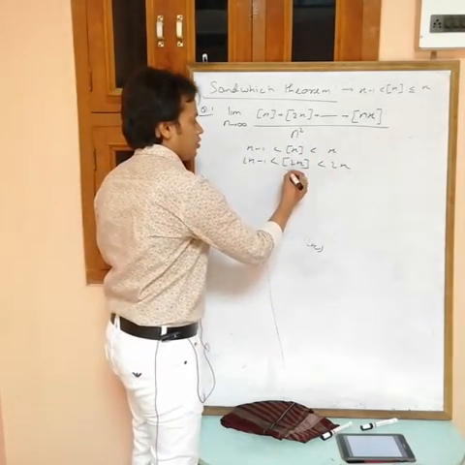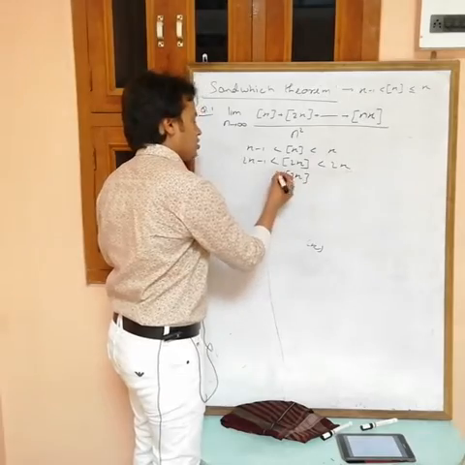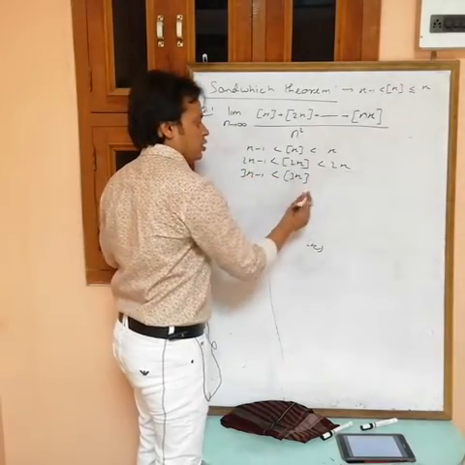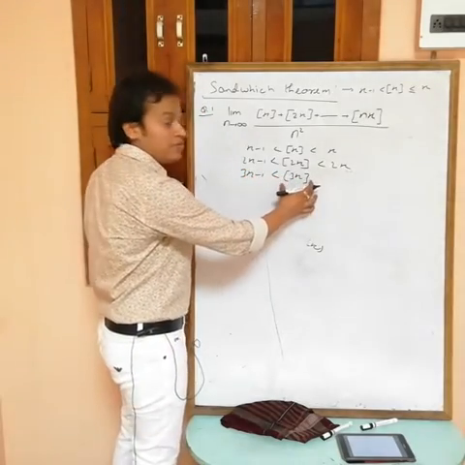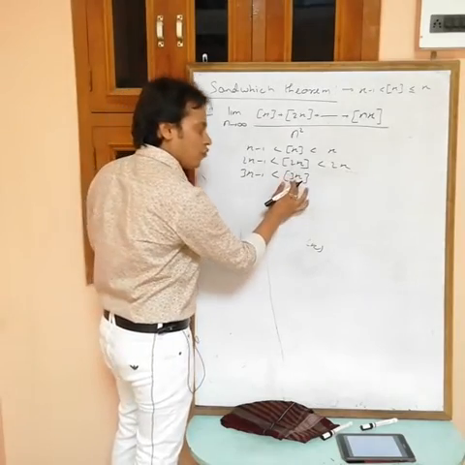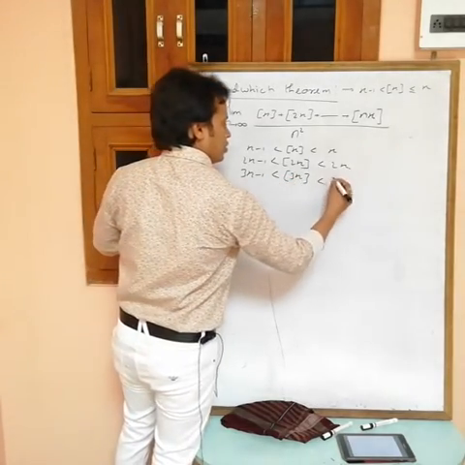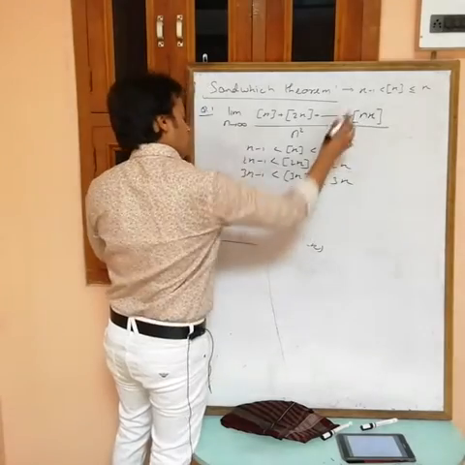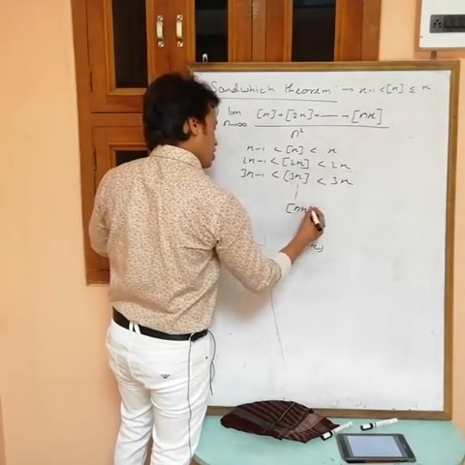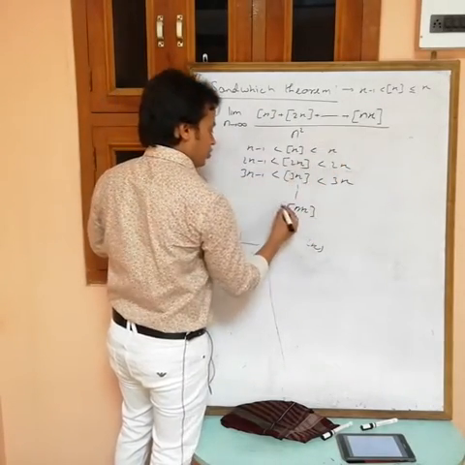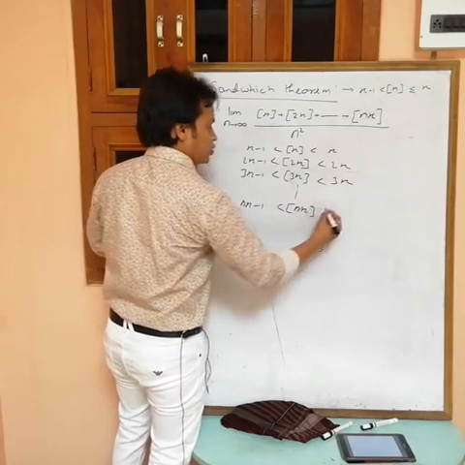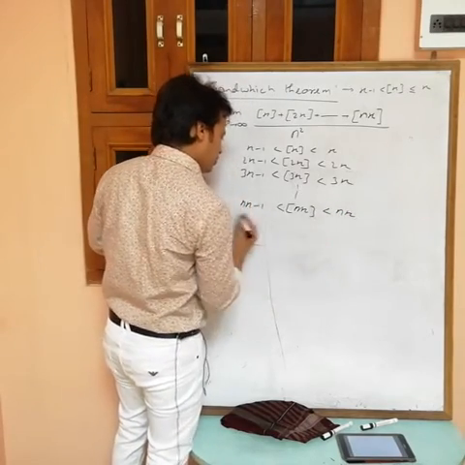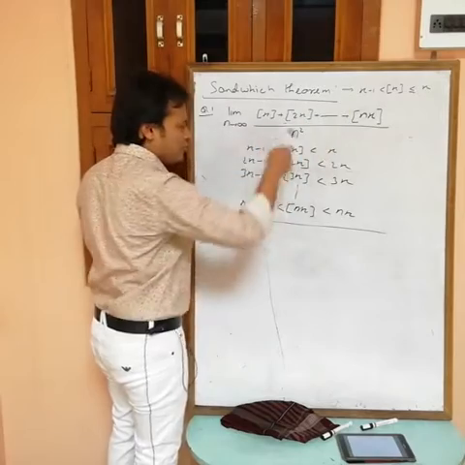Similarly, the greatest integer of 3x lies between 3x minus 1 and 3x. Finally, the greatest integer of nx lies between nx minus 1 and nx. I am taking all of these, but in the question we have the sum of these, so add them.